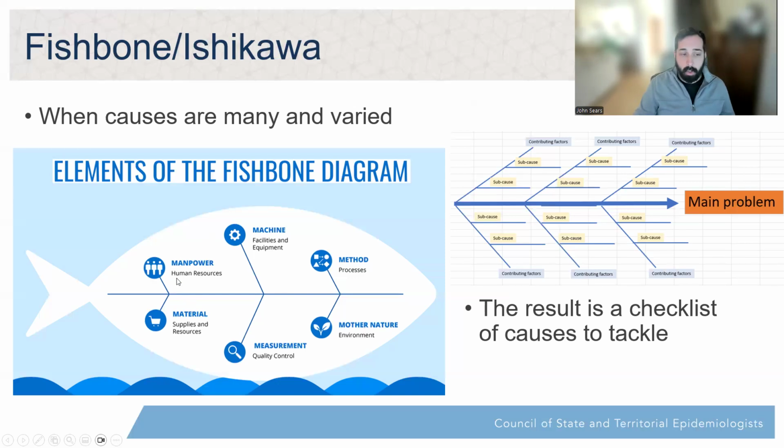So basically, what is the human component of this problem? What are the facilities and equipment contributions to this problem? What are the processes at play that might be contributing to this problem? What are the supplies and resources helping or hindering the problem? What are our quality control issues? So how can we measure, or are we measuring at all? And then the environmental factors. So it can provide you in some cases a facilitated exercise, or just as an individual, go through and think through all of the contributing factors to these problems.